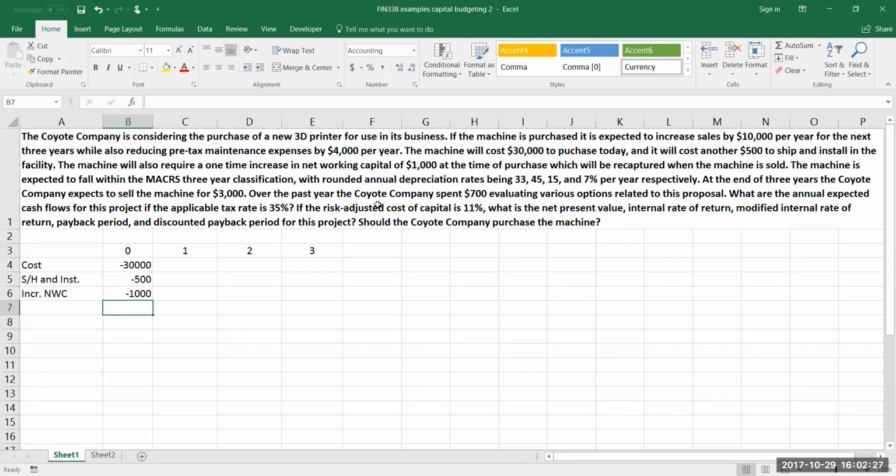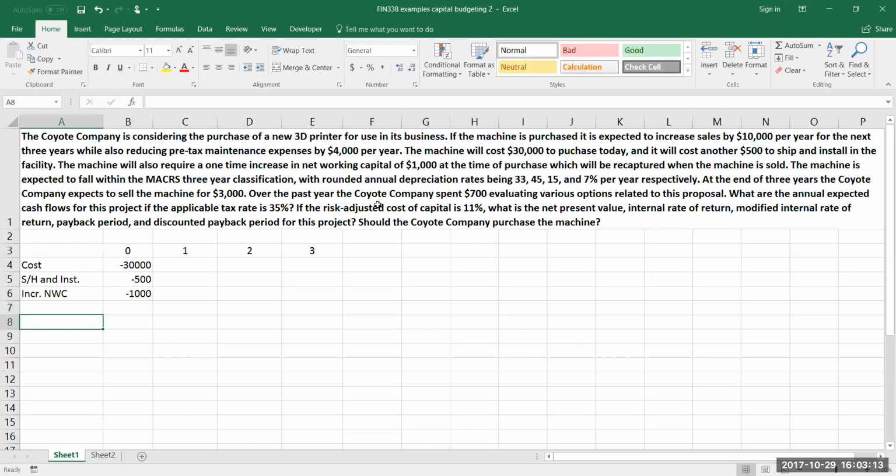So here's the key. Note that it says that over the past year, the Coyote Company spent $700 evaluating various options. Since the money has been spent in the past, if I pursue this particular project, that $700 has been spent. If I do not pursue this project, that $700 has still been spent because I spent it last year. And therefore, that $700 is not an incremental cost associated with this decision, because whether I pursue this project or I don't, that $700 is gone. Therefore, that $700 constitutes a sunk cost. So we will ignore the $700 altogether.